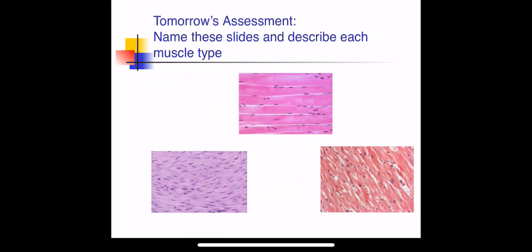All right, so today you learned about the 3 types of muscles: smooth, skeletal, and cardiac. Tomorrow, you'll be given these slides, and I need you to identify which one is which. I also want you to be able to tell me if it's voluntary or involuntary and the location of where those muscle cells are found, in addition to whether it's striated or not striated. So you can review this video, and tomorrow you'll be assessed on those.